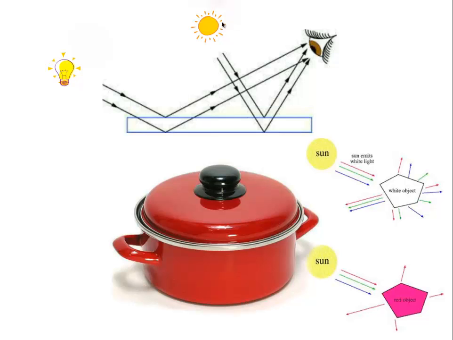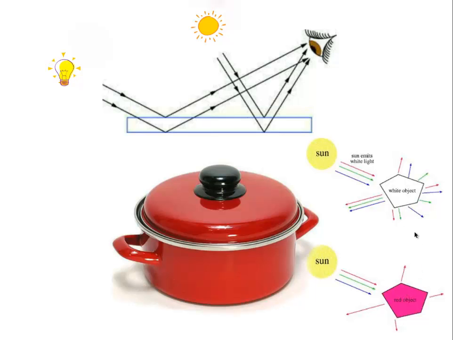You see, as light travels from the source, it bounces off objects and enters your eye, and that's how you perceive color. And the way it bounces off objects will determine your perception of what color that object is. So let's say I have a white object and the sun is emitting white light. Well, a white object would bounce back all the colors of the white light, so you would still see white. But a red object would absorb all the other colors except red, and that red color will bounce back and enter your eye and you will see red.